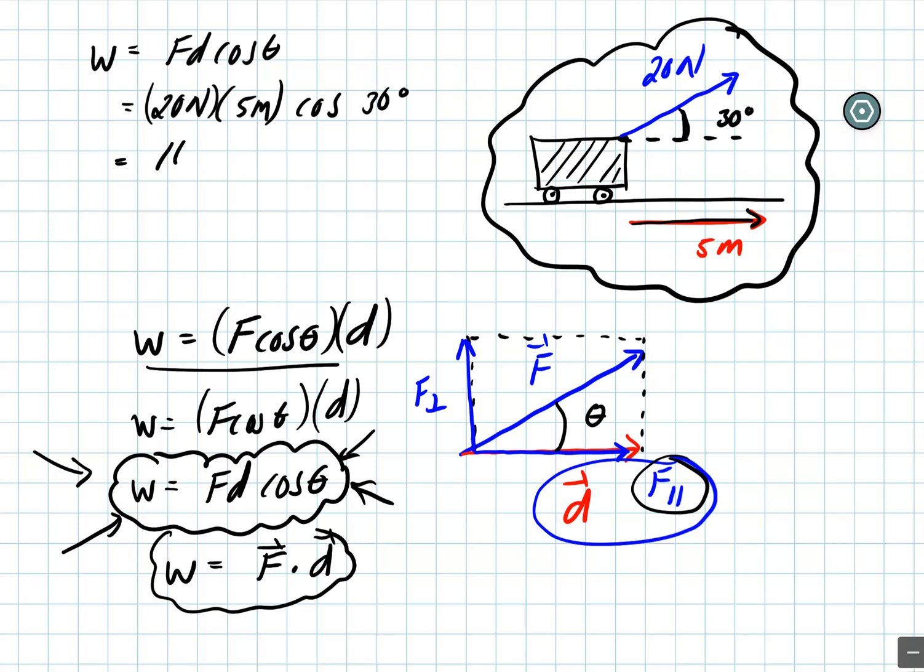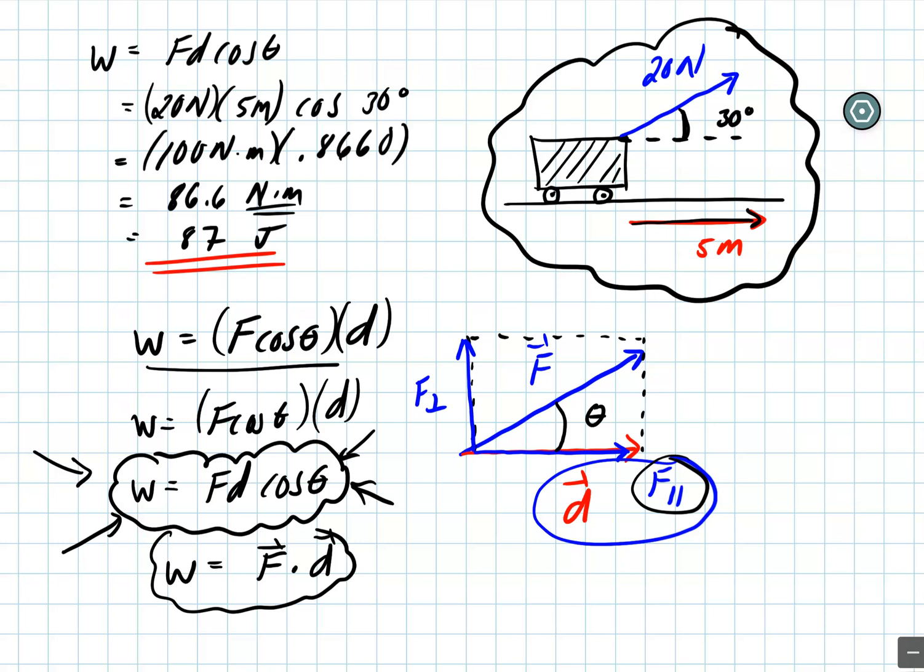All right, so we basically have 100 Newton meters times 0.8660, and so that's going to be 86.6 Newton meters, and that's going to be 87, and a Newton meter is a joule. So notice that it is not 100 because your force was not completely in the direction of motion. You don't get full credit for your 20 Newton force. So you did 87 joules of work. Let's look at a few more examples.